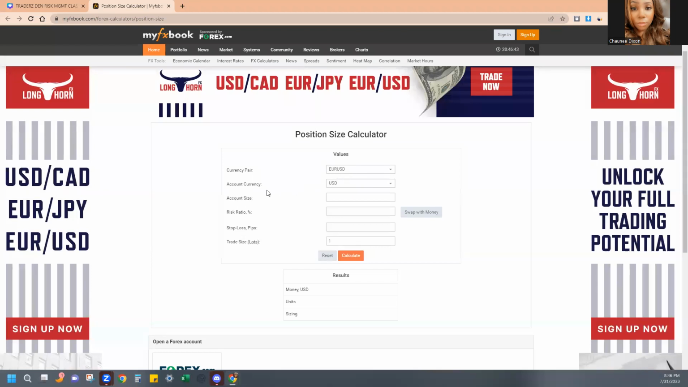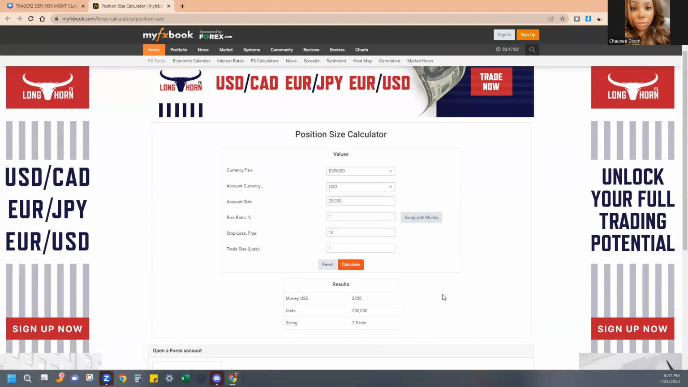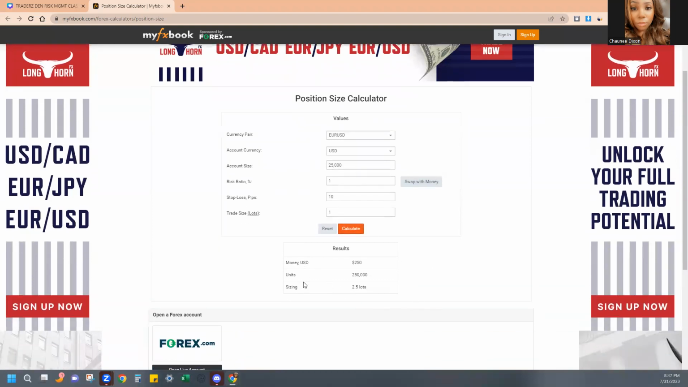So you'll put in your pair, you put in your currency that you're using, and then let's say we're doing a 25K challenge, so we can put in 25K, and then I like to only risk 1%. So we put in 1, and then you'll put in how many pips is your stop loss. So we'll just say 10. You'll keep this at 1, and then you hit calculate. And then it'll tell you how many lots you'll use. So when you enter your trade, you'll put in 2.5 lots. And then this is how much you're risking. So you want to make sure this number here is exactly 1% of your total account, because we're only trying to risk 1%. So if this is different, something's off.